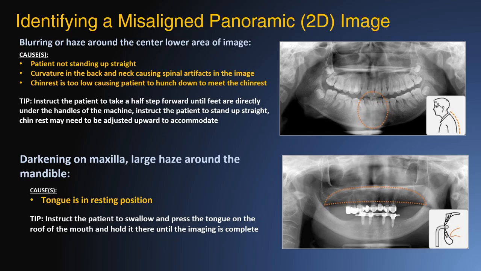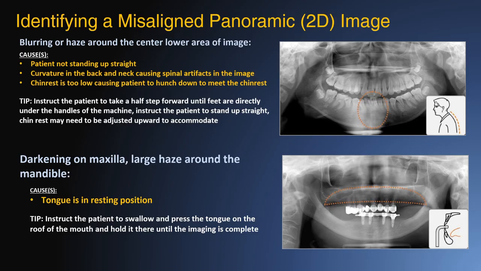Blurry or haze around the center lower area of the image. The cause of this is that the patient is not standing in an upright position. Curvature in the back and neck causes spinal artifacts in the image. The chin rest is too low, causing the patient to hunch down to meet the chin rest. To fix this issue, instruct the patient to take a half step forward until feet are directly under the handles of the machine. Instruct the patient to stand up straight. The chin rest may need to be adjusted upward to accommodate the patient's height.